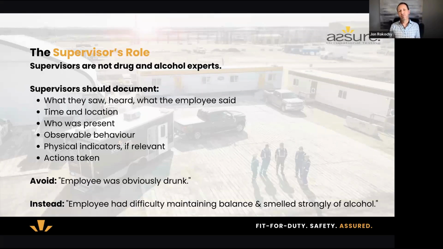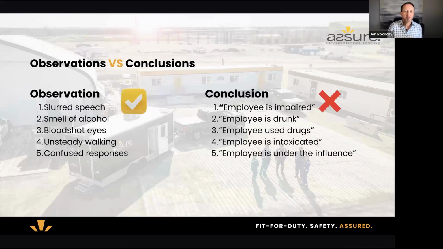So here's some things that you're going to avoid. You're going to avoid saying things like the employee was obviously drunk. There's no way that you could know that they were obviously drunk. A breathalyzer will prove impairment. What we can say is, we can't say obviously drunk. We could say they had difficulty maintaining balance and they smelled strongly of alcohol. That would be an appropriate thing to document.